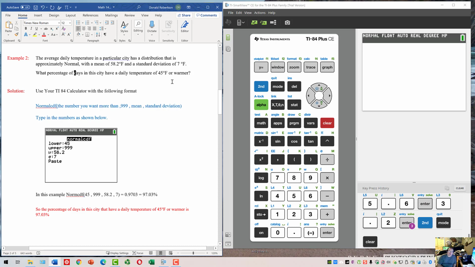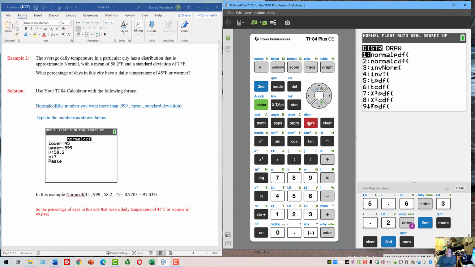So now we don't want, like the previous example, to be less than something. In this case we want it to be bigger than something. So how do we adapt? Well, the general format is the number you want and then some ridiculously big number like 999. In the other case, remember, it was a ridiculously small number like negative 999. And then you type in the mean and the standard deviation. So let's see what that looks like.